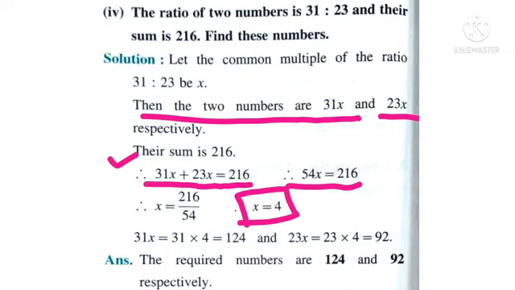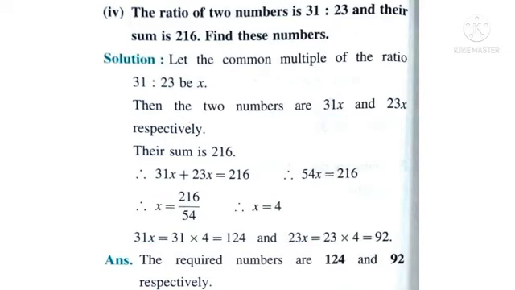So you put the value. 31x is equal to 31 into 4 is equal to 124 and 23x is equal to 23 into 4 is equal to 92. Therefore, the required numbers are 124 and 92 respectively.